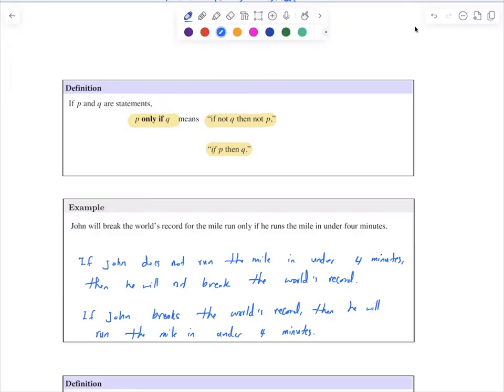So if P, then Q, meaning if not Q, then not P, or P only if Q. As you remember, we say P then Q is equivalent to its contrapositive, which is not Q, then not P. And another way to represent this is P only if Q. This is your P only if Q.